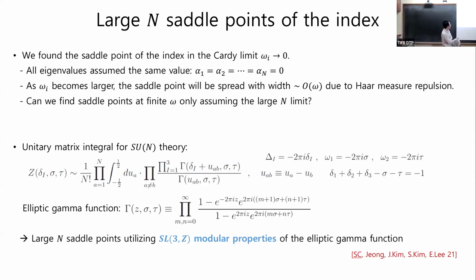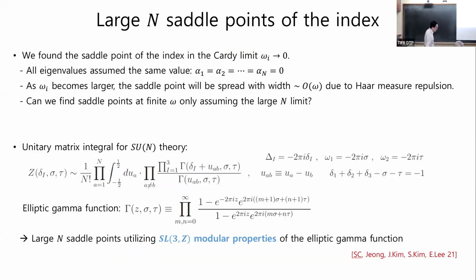For some reason we redefine the chemical potentials in this language. Somehow using this elliptic gamma function, it is better to use these variables, sigma and tau. Sorry, you're working at essentially zero coupling, is that correct? Yes. Got it. Okay. And we want to find large N saddle points of this integrand utilizing some SL(3,Z) modular properties of this elliptic gamma function.